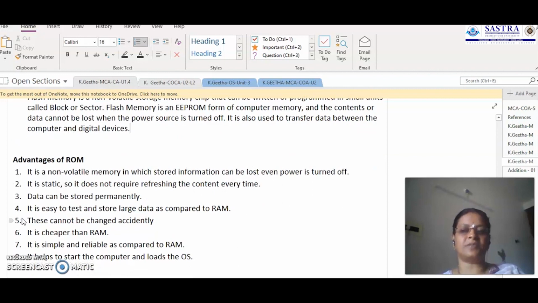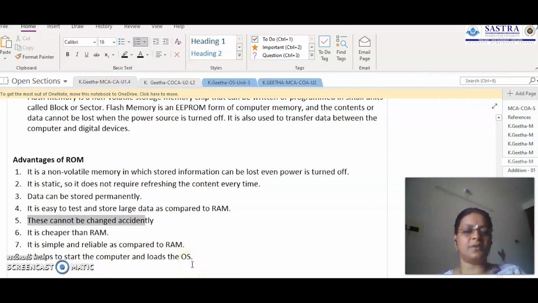Then come the advantages of ROM. The main important characteristic is that it is non-volatile in nature, so the content is not lost even if it is powered off. It is static in nature, because the content stored is made permanent, and it need not be refreshed every time. So it is easy to test and store large data as compared to random access memory, and by accident we also cannot change the content stored in it. Of course it is cheaper than RAM, simple and also reliable as compared to RAM, and it helps to boot the computer by loading the operating system from the read-only memory.